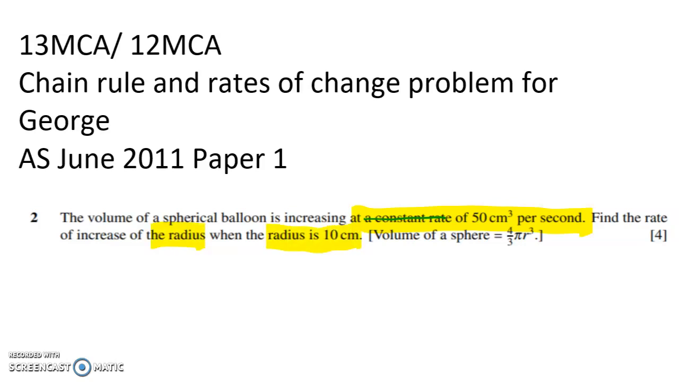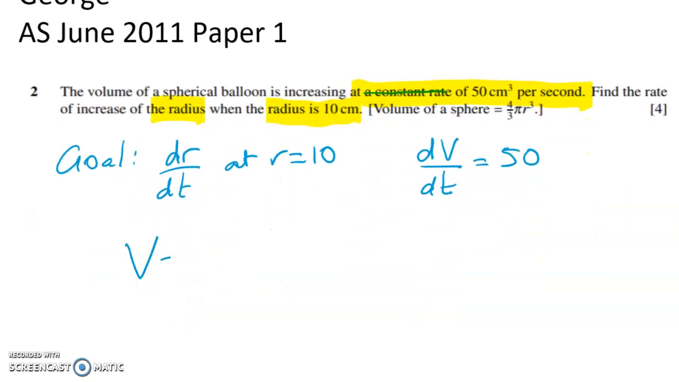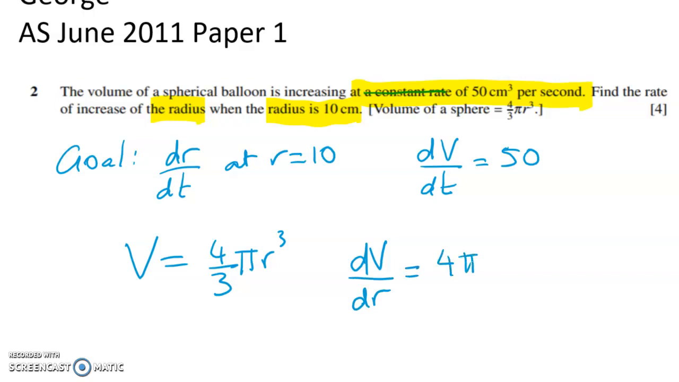And we're given the formula for the volume of a sphere. So my goal is to find dr by dt when r equals 10. And we're told that dv by dt is equal to 50. We're given the formula for v in terms of r. So v is equal to 4/3 of pi r cubed. So we're going to use the chain rule, and we can pretty easily work out that dv by dr is equal to 4 pi r squared.